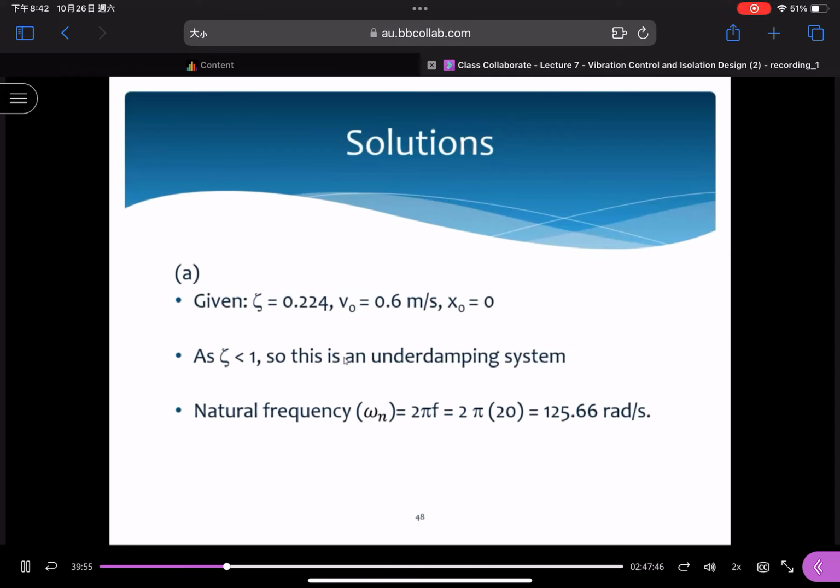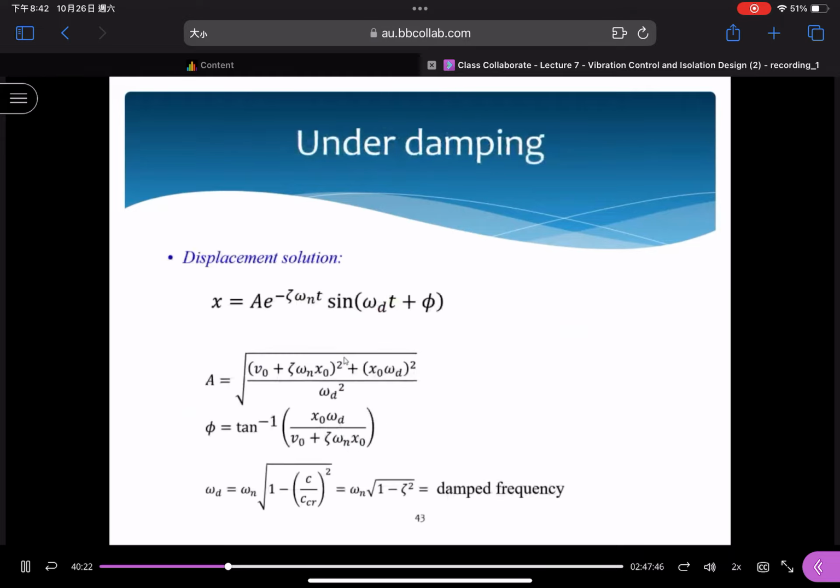And how about the natural frequency? Omega n is equal to 2 pi fn. As given in the questions, this is 20 Hz, so omega n, the angular frequency, is equal to 125.66 radian per second. Why do I need to change the frequency into radian per second? Why don't we just use f? Because when you go back to this equation, there is a term omega n. So we need to convert it in terms of omega n rather than use fn.